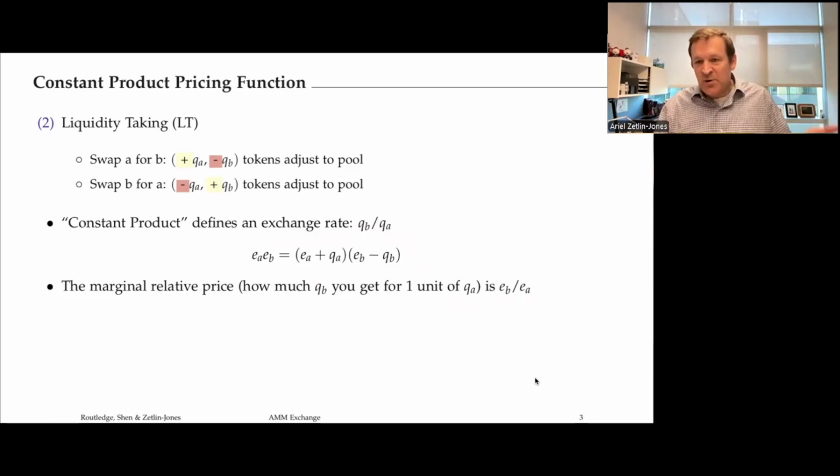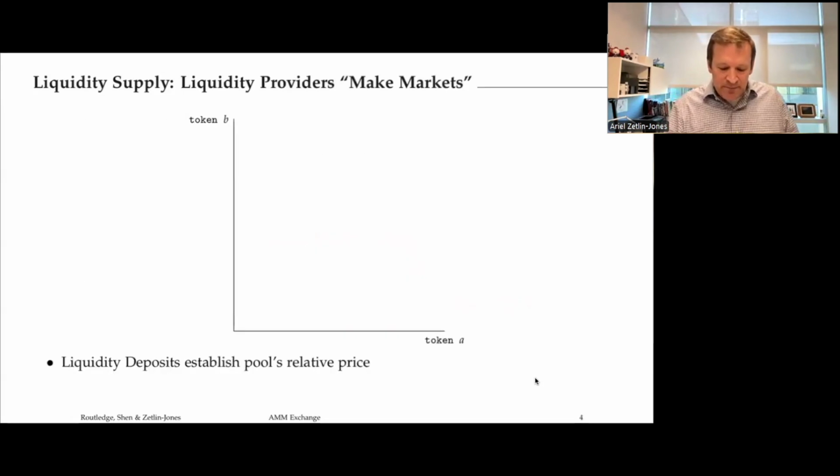And so as liquidity providers supply more or less tokens in different ratios, they're distorting the relative price that traders will face on that market. Visually, I think it's helpful to see this. A liquidity supplier might deposit some amount of tokens A and B. I can just visually interpret that.